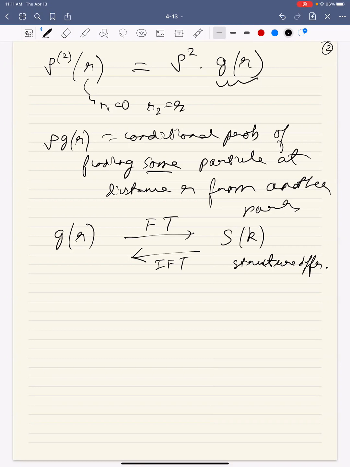S of K, the structure factor at zero temperature and without any defects, would be a set of delta functions. Yeah. And would it be related to the reciprocal lattice? It is all in the reciprocal lattice. K is known as the reciprocal lattice.